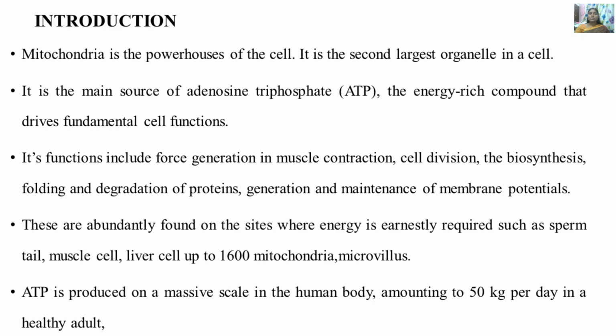Its functions include force generation in muscle contraction, cell division, biosynthesis, folding and degradation of proteins, and generation and maintenance of membrane potentials. So these are abundantly found at the sites where energy is earnestly required, such as the sperm tail, muscle cell, and liver cell. Up to 1600 mitochondria are present in actively dividing cells and also in microvilli. ATP is produced on a massive scale in the human body, amounting to 50 kg per day in a healthy adult.